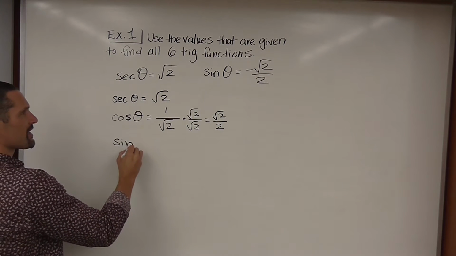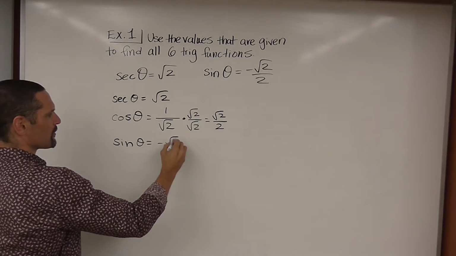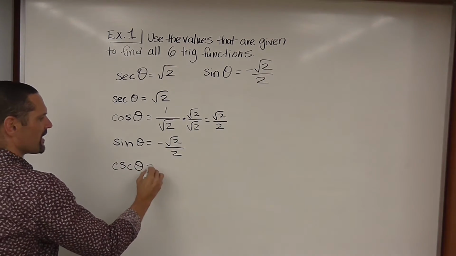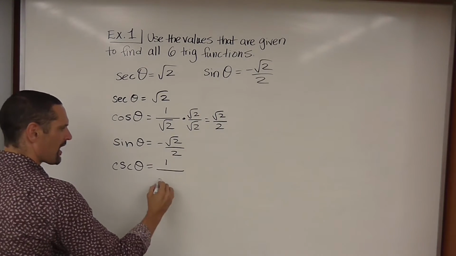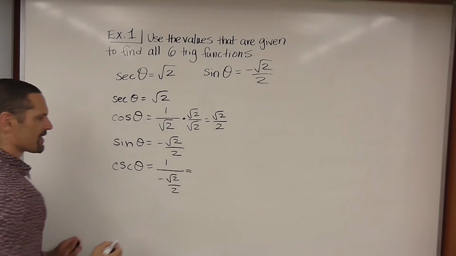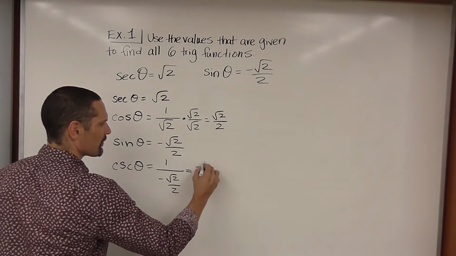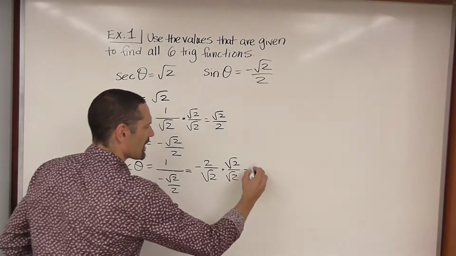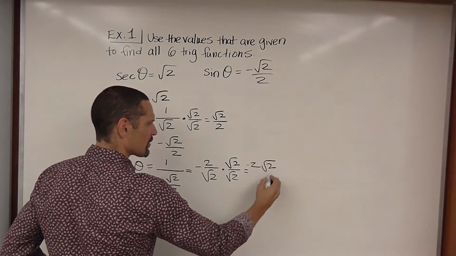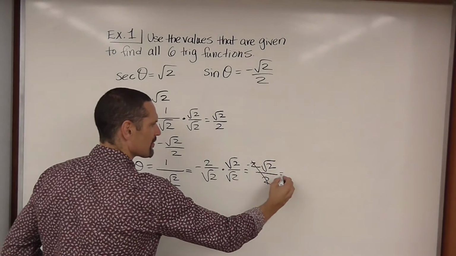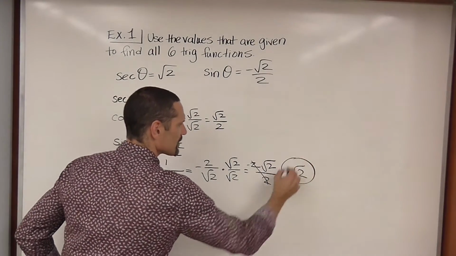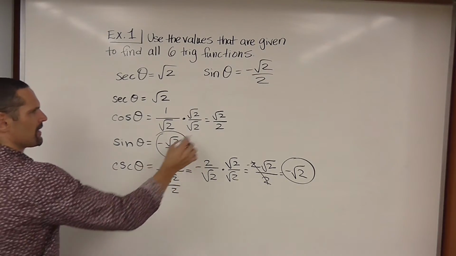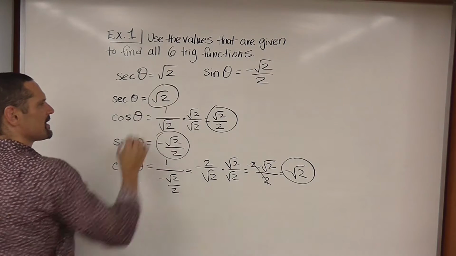And we also know that sine of theta is negative root 2 over 2. If that's the case, we know cosecant is 1 over the sine, which means that this is, keep, change, flip, negative 2 over root 2, which we can rationalize to make it negative 2 times root 2 over 2, cancel, gives us negative root 2. So we've got cosecant, we've got sine, we've got cosine, and we've got secant.